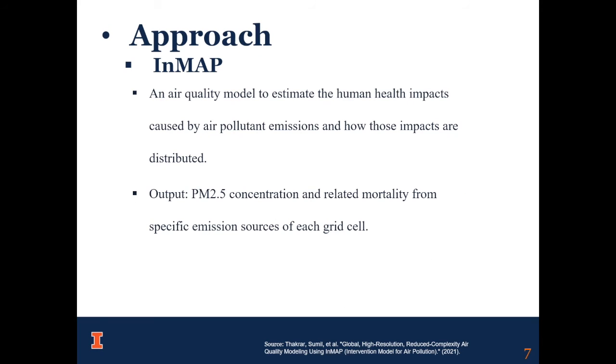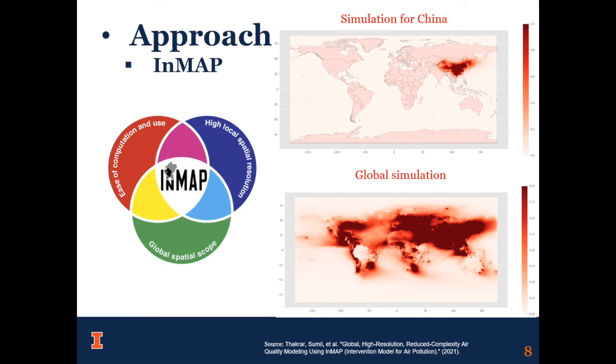Another model we use is the intervention model for air pollution. It's an air quality model, and here we use it to derive PM2.5 concentrations and related mortality from specific emission sources with the input of our emission data from CEDS. The first figure is the simulation for China, and the bottom figure shows the simulation for the whole globe.